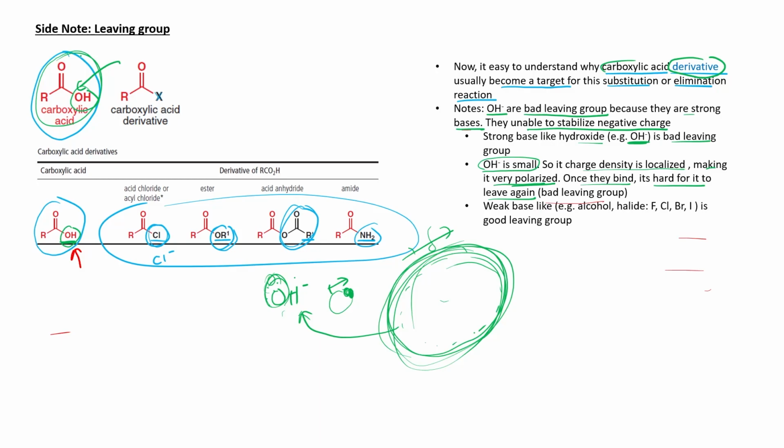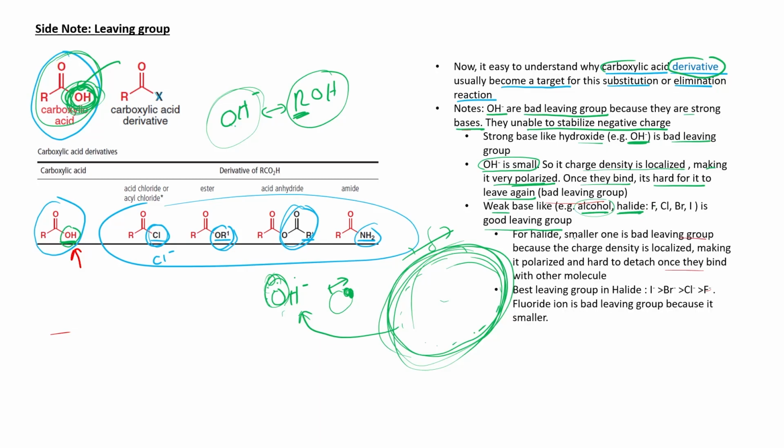Weak bases like alcohol and halide are good leaving groups. Remember, alcohol is not this. This is hydroxide. Alcohol is RO, where you have an R there, so it's bigger than OH alone. OH compared to the alcohol is smaller. This hydroxide is smaller, that's why it's a bad leaving group. But this alcohol is big, so it constitutes a better leaving group. So weak bases like alcohol and halide are good leaving groups.